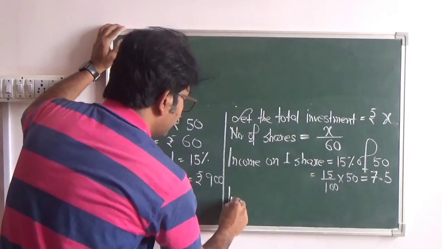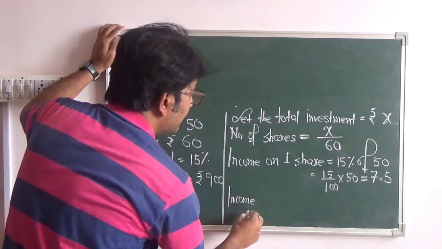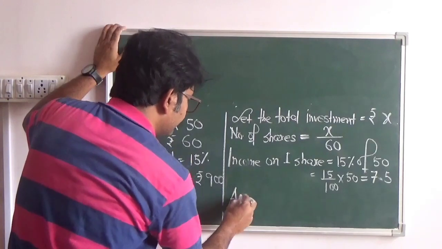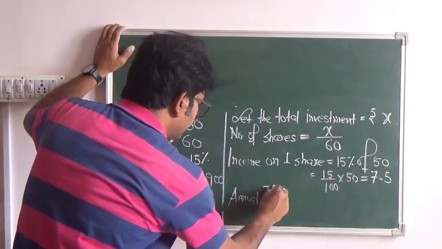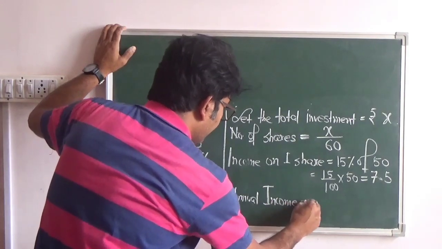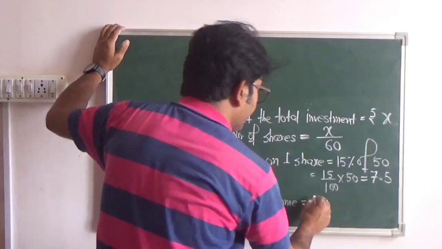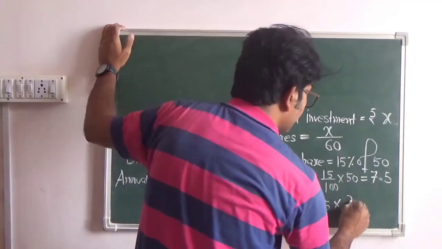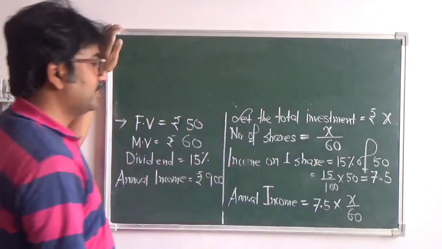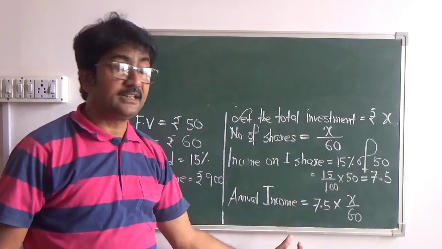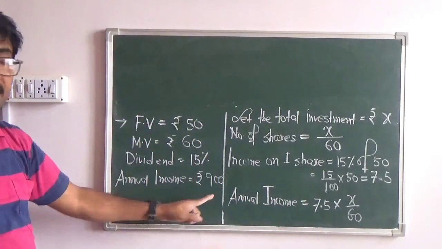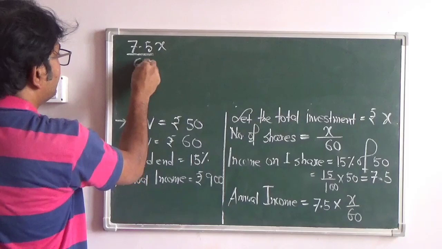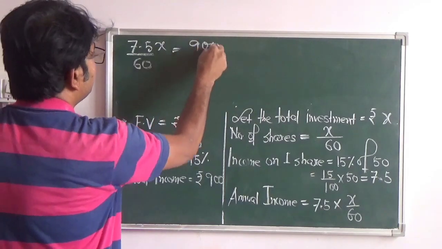Then what is the annual income? Annual income is income on 1 share, that is 7.5, multiplied by the total number of shares, that is x by 60, right? So this is the annual income, and that is given as 900. Annual income is given as 900. So we have 7.5 into x by 60 is equals to 900.